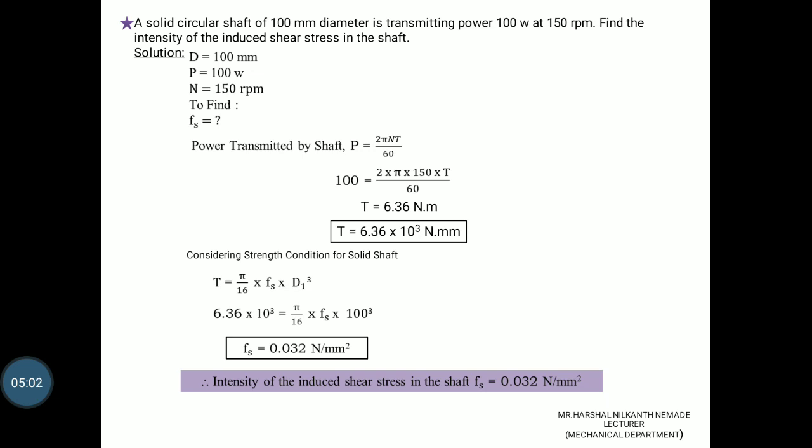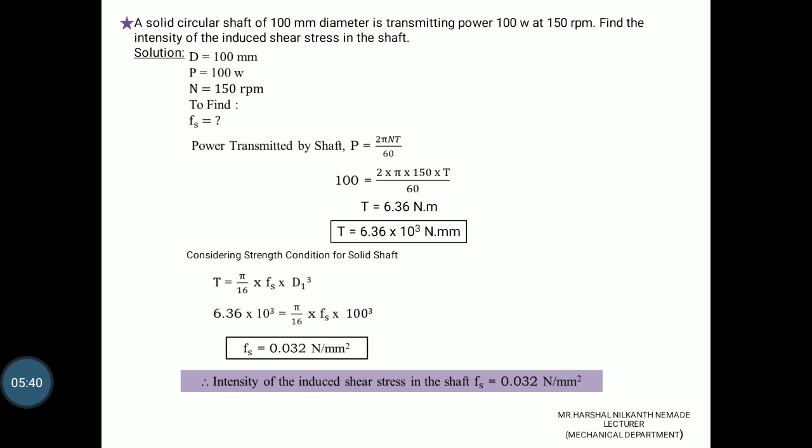Next sum, a solid circular shaft of 100 diameter is transmitting power of 100 watts at 150 rpm. Find intensity of induced stress in the shaft. Capital D is given 100, power is given 100 watt, speed is given 150 rpm. Intensity they have asked, means Fs is equal to how much? From power transmitted formula I will get T value, that is 6.36 Newton meter, multiplying by 10 to the 3, it will get converted in Newton mm.